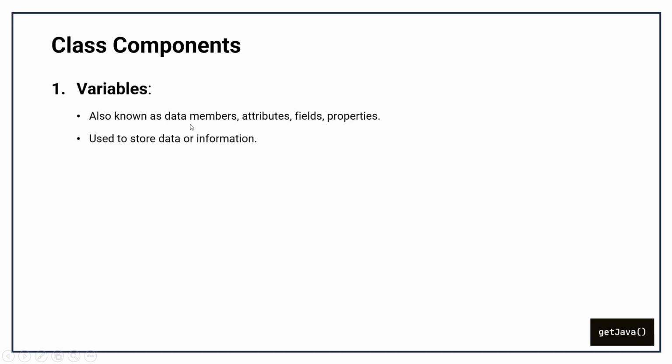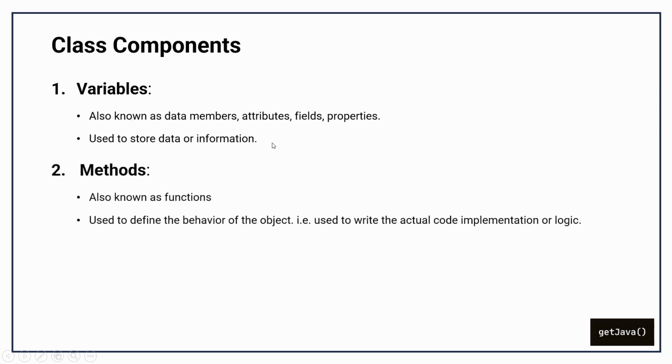Similar to that, we have components inside classes. So the first component is variables, which is also known as data members, attributes, fields, properties. So these are different names for variables, and it is used to store data or information. Second component is method. It is also known as functions. It is used to define the behavior of the object, that is used to write the actual code implementation or logic. So variables are used to store data, methods are used to write business logic or your actual code implementation.